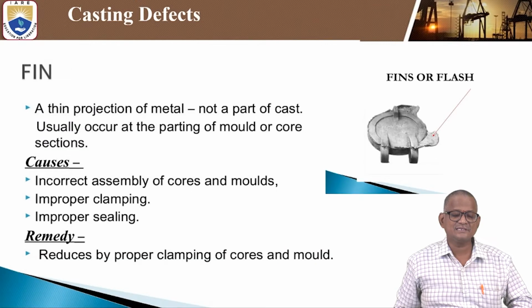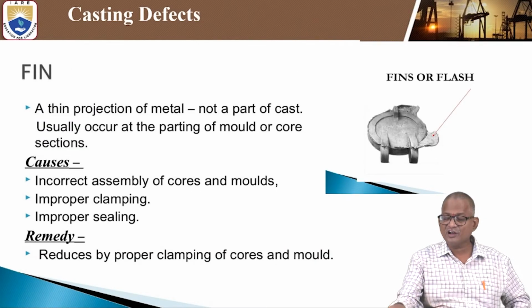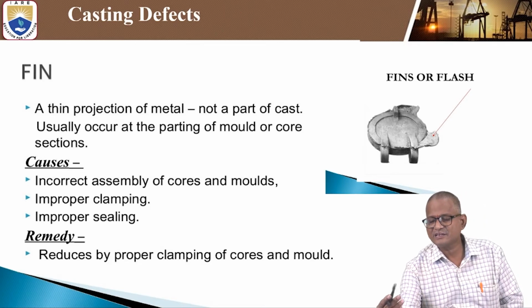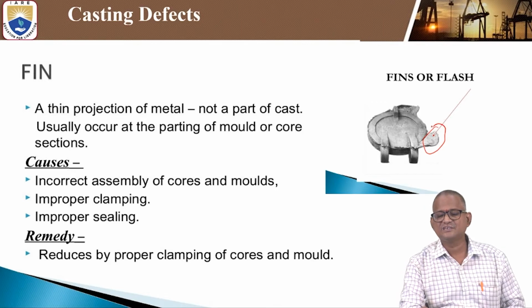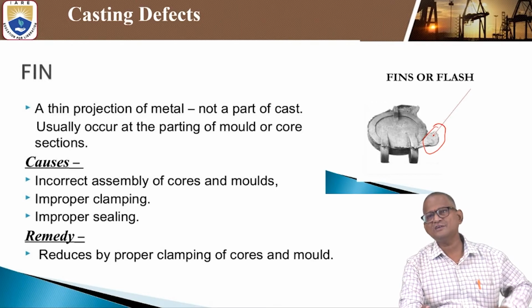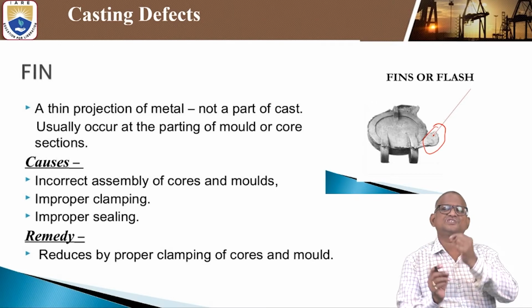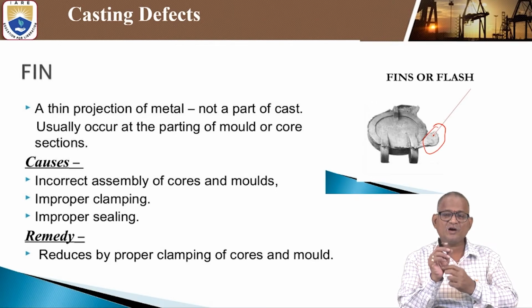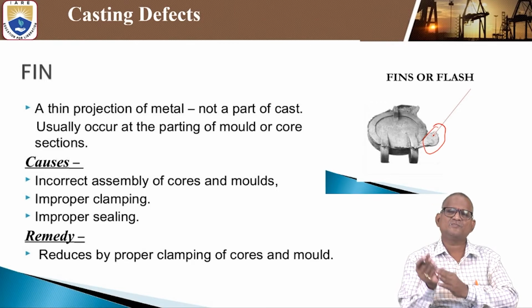So the next interesting defect is fin. You can also call it flash. In the 3-dimensional diagram you can clearly understand this extra projection. This is called the flash, or sometimes the fin. The term fin can be defined as a thin projection of metal that is not a part of the cast. Some extra projection is obtained.